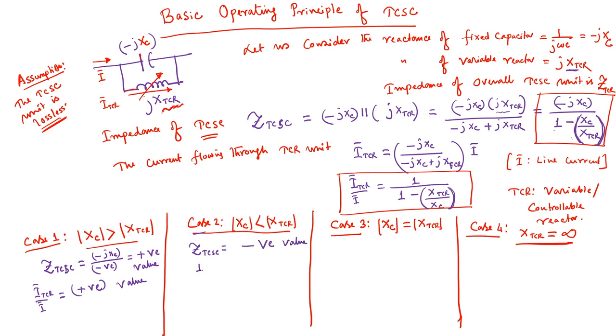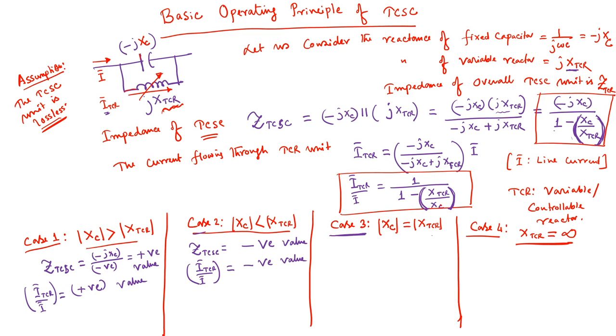And what about the ratio ITCR to I? That is the ratio of the current flowing through this TCR, that is ITCR, to the line current, or the current flowing through the transmission line. Since XC is lower than XTCR, the ratio XTCR to XC will be greater than 1. Then the denominator would be negative, and the numerator is already 1, so this would be a negative value. Now, what does it mean actually? I am coming to that. Now, this is a very interesting case, case 3, when XC is equal to XTCR.